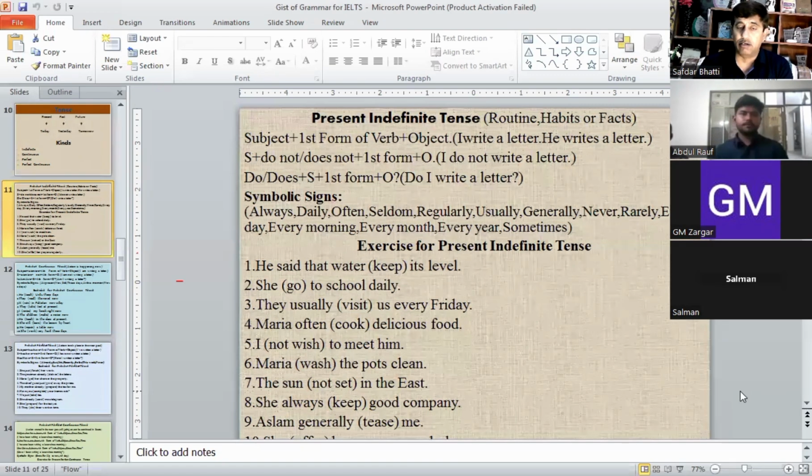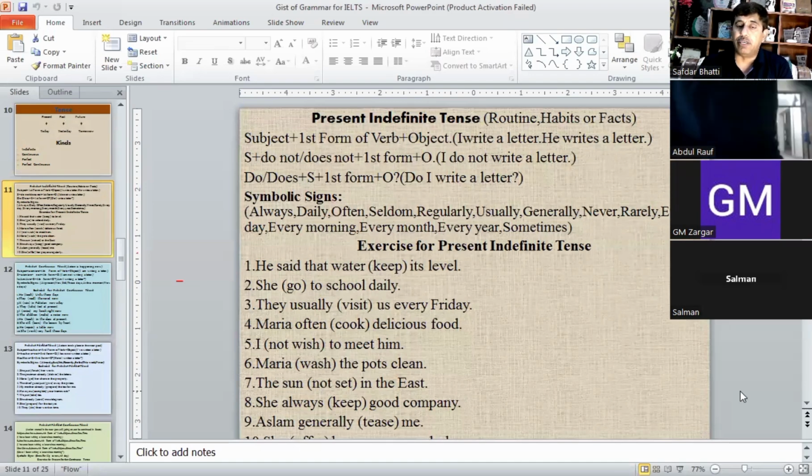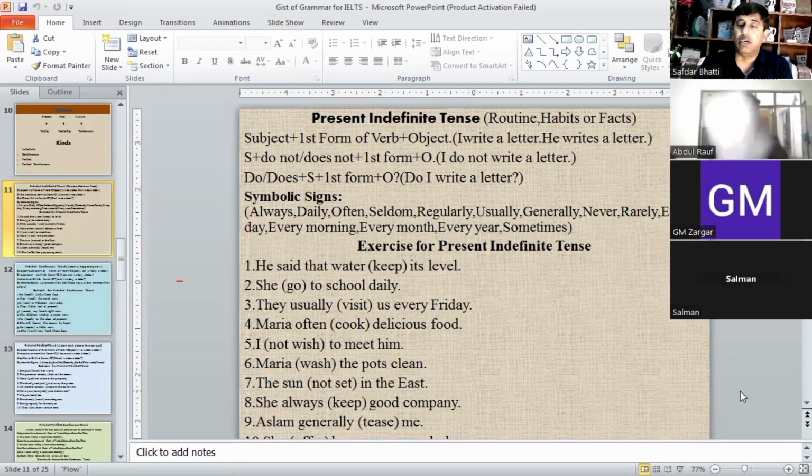For the negative sentence, its structure is subject plus do not, does not, first form, and object. I do not write a letter and he does not write a letter. For interrogative, do, does, subject, first form, and the object. Do I write a letter and does he write a letter?